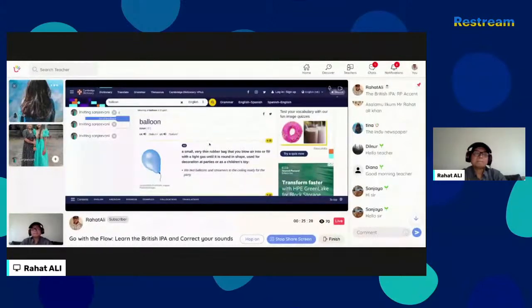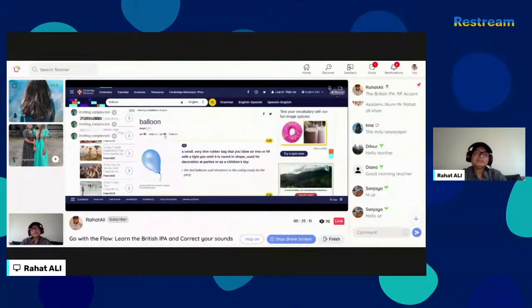Let me show you the Cambridge Dictionary that I follow. Can you see it now? Okay, the first one is British IPA or British accent, you can say. Actually, it is pronunciation, it's not the accent. Balloon. And Americans, balloon.